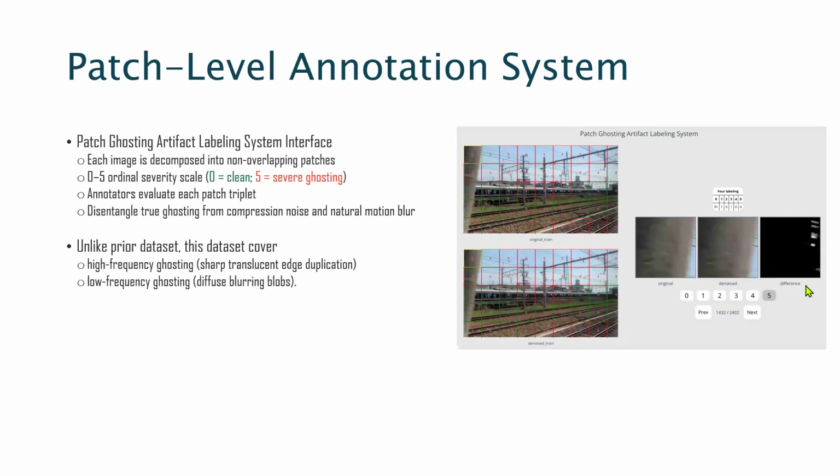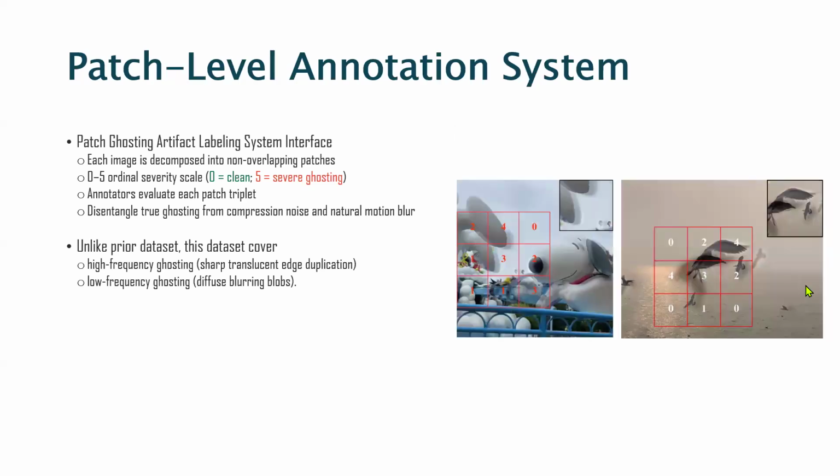Because unlike prior datasets, we have addressed the high frequency, we have addressed the low frequency, and we have designed a system that can be applied to those specific parts. So if an image is just noisy, but it is the same in terms of the original and the denoised or final output image, it will be marked as 0.